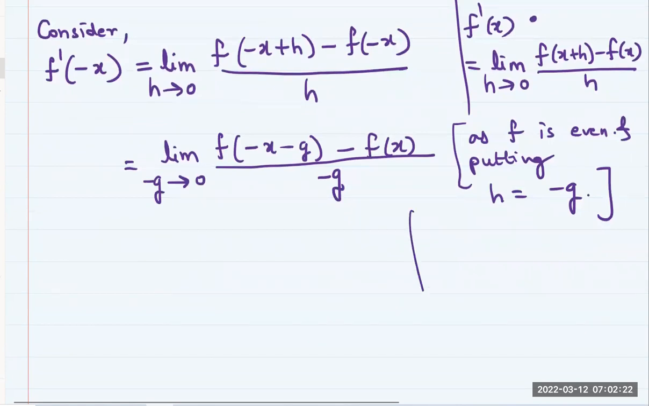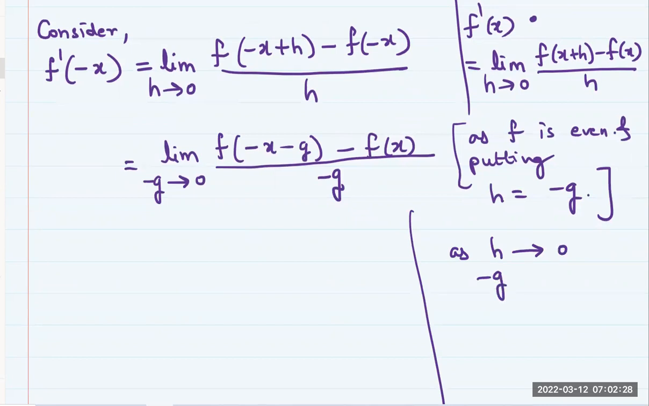Now see, as your h is tending to 0, minus g and h are the same. That will also tend to 0. And if minus g is tending to 0, g is also tending to 0. Because it is tending to 0, becoming smaller and smaller and smaller. So whatever happens to minus g will happen to g also, because it is tending to 0.